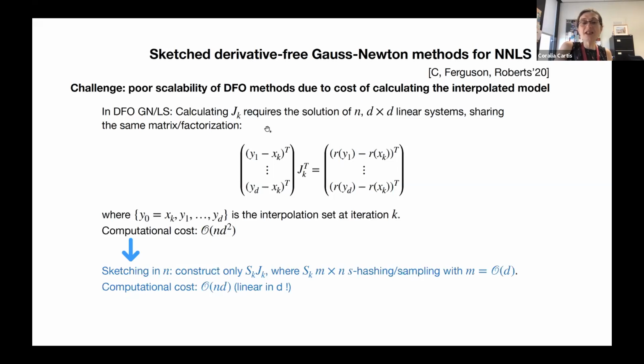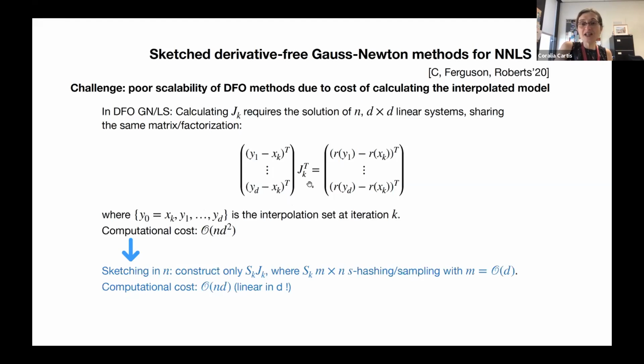So basically what you do is you factorize once this matrix, this interpolation matrix, but then you have to solve for n right-hand sides. So you have to do forward-backward substitution n times, because that's how many residuals you have. Okay, and that's to calculate J.